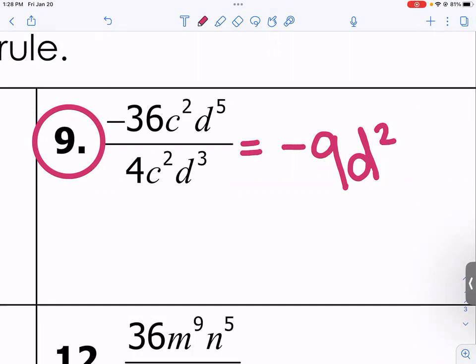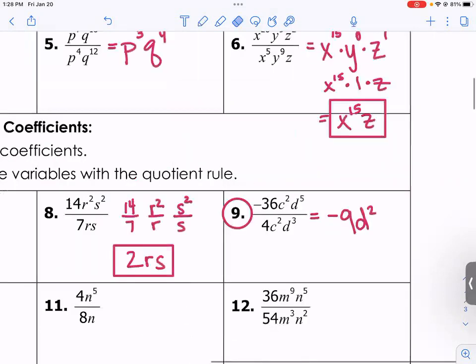Amelia, what happened to C? Okay, C squared over C squared is like C to the 0. C to the 0 is 1. Okay, good.